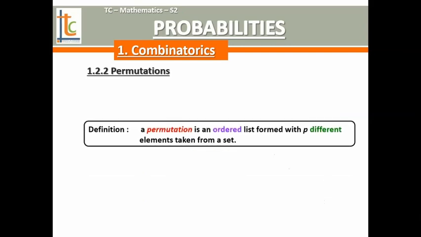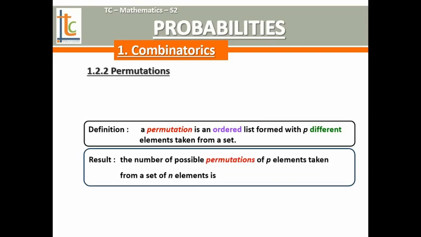So definition: a permutation is an ordered list formed with p different elements taken from a set. Order, but different. No repetition. The number of possible permutations of p elements taken from a set of n elements is, and then a formula appears that you have to consider, but your calculator will know it, so you don't have to use it manually.